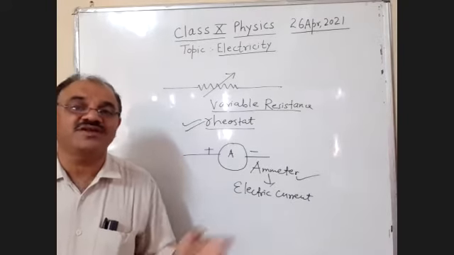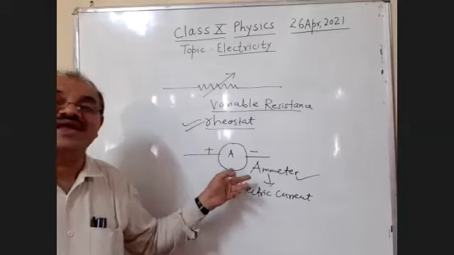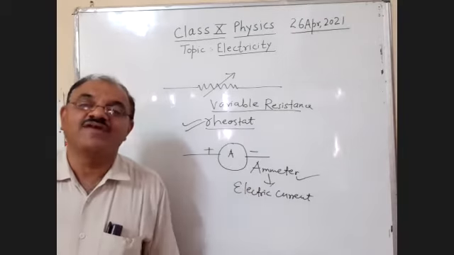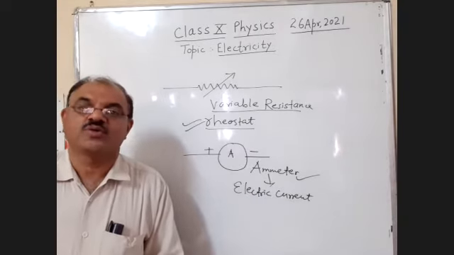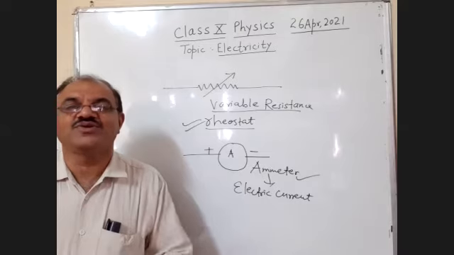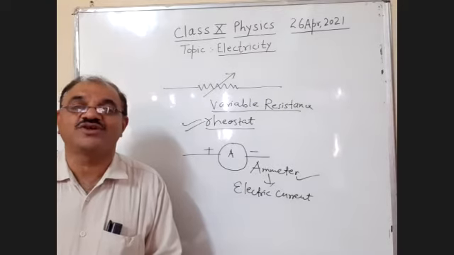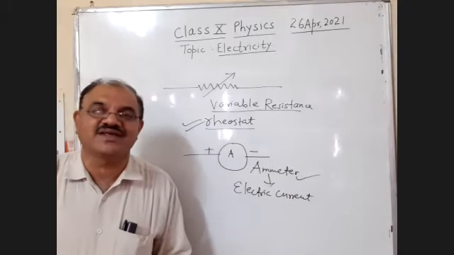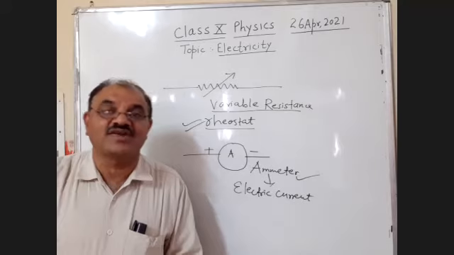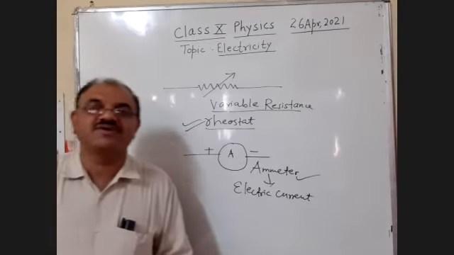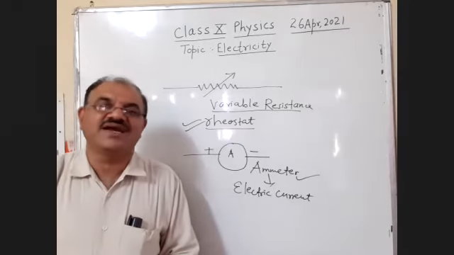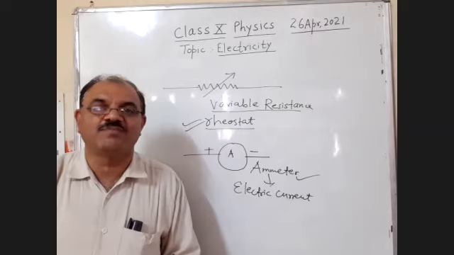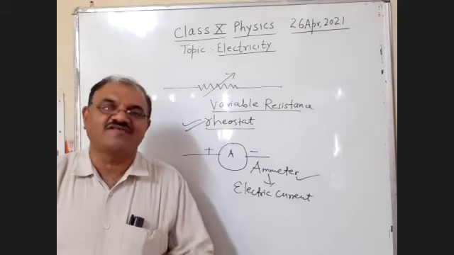Now, students, the ammeter is always connected in series in an electric circuit. Whenever we put the ammeter in the electric circuit, we put it in series. Again, a very important question for your board exam, NTSE, and other competitive exams: why is the ammeter always connected in series in an electric circuit?